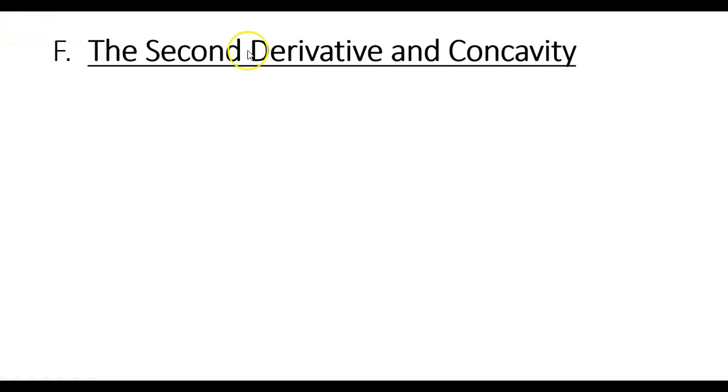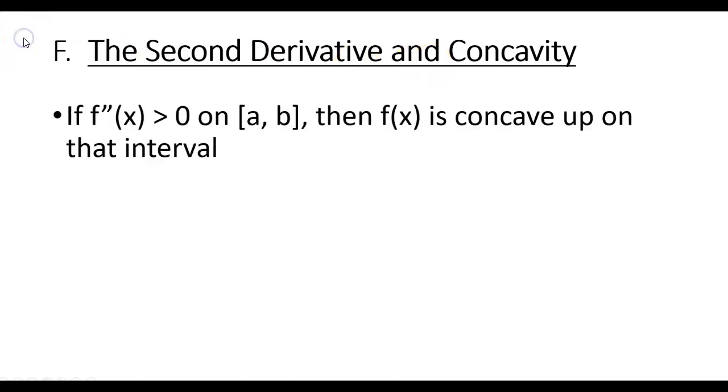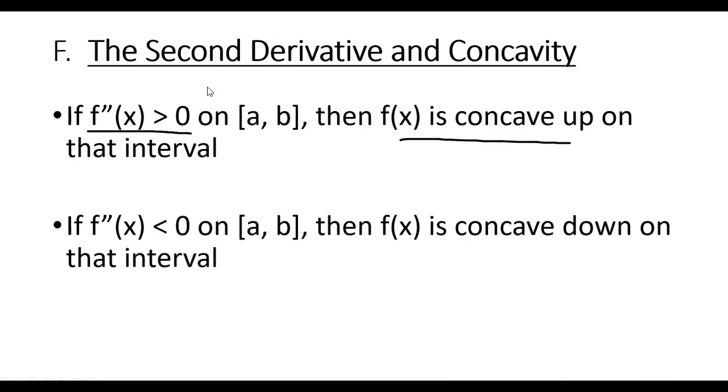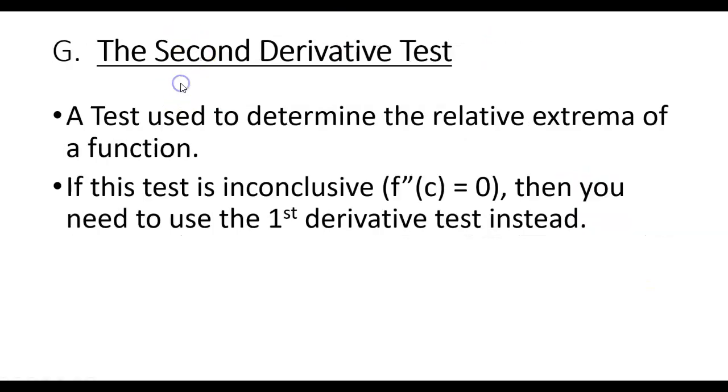First of all, let's talk about the second derivative and concavity. Anytime the second derivative is greater than 0, that means your function is concave up. Anytime your second derivative is less than 0, in other words, it's negative, that would mean your function is concave down. So that leads us into that last test I was telling you about, the second derivative test.